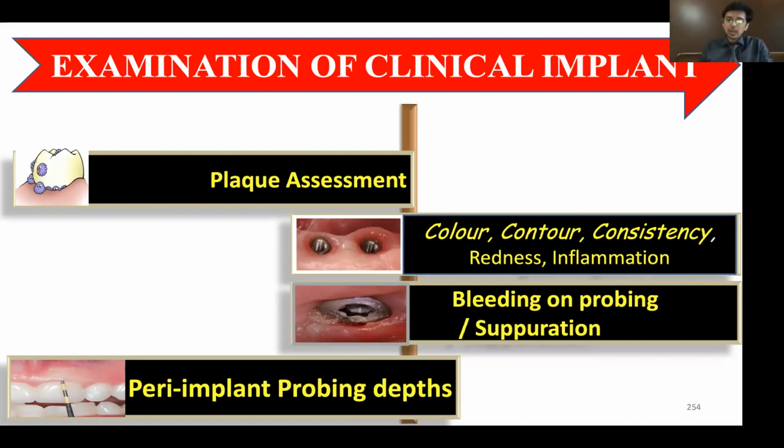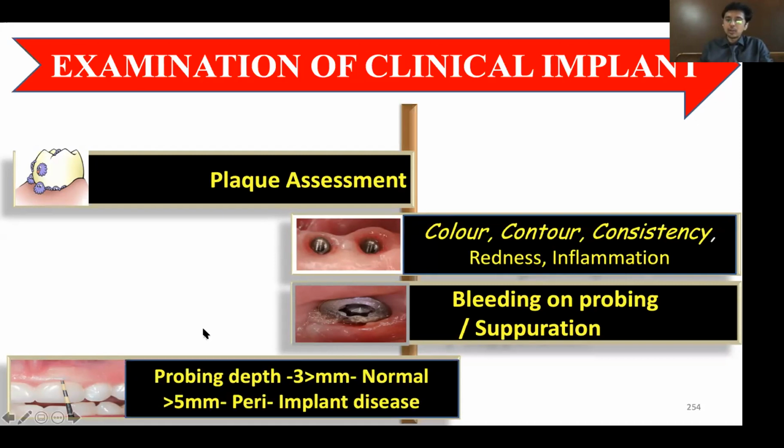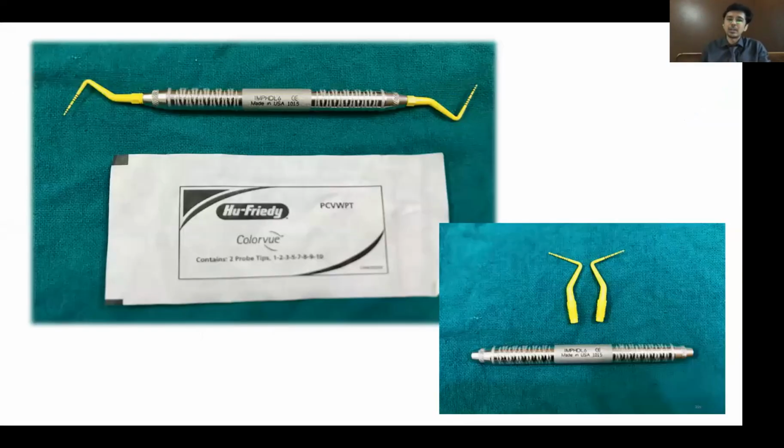With regard to implants, always remember, with regard to probing depths, till 5 millimeter it is normal. The probing depths around an implant are always more as compared to a natural tooth. So not to worry till 5 millimeter. This is one thing which you have to remember.